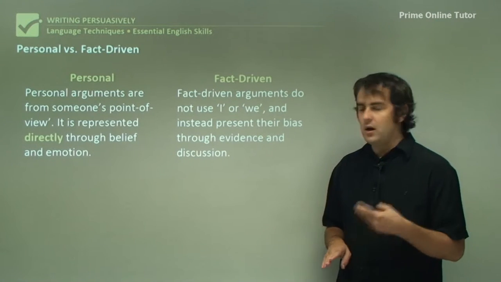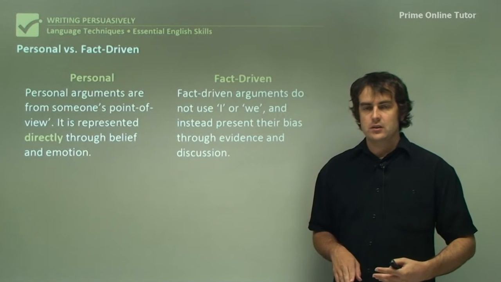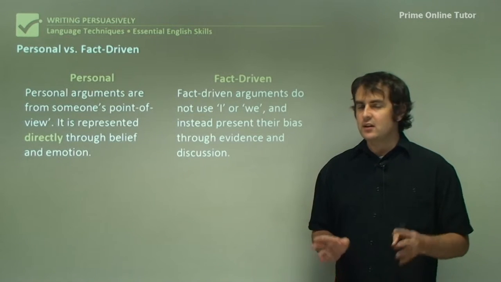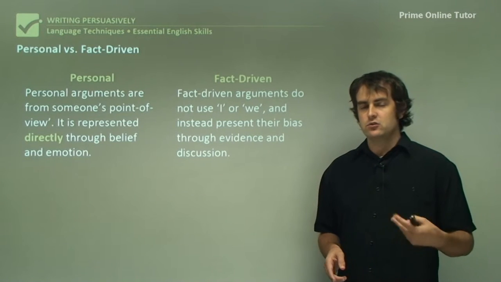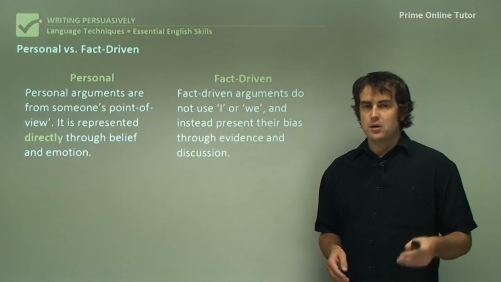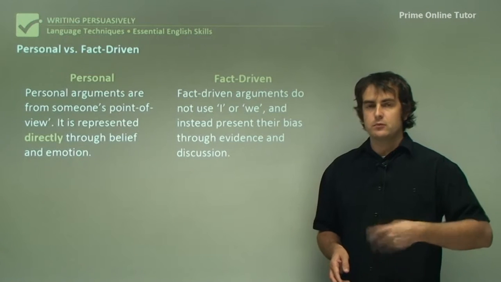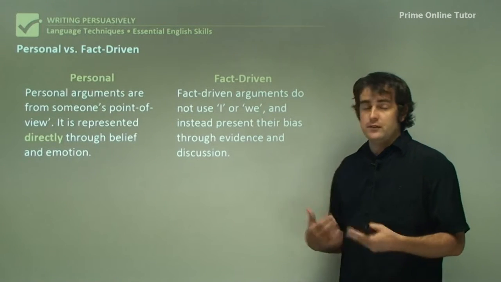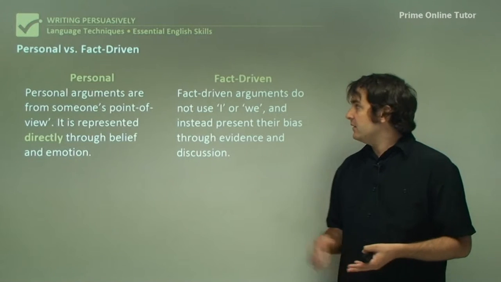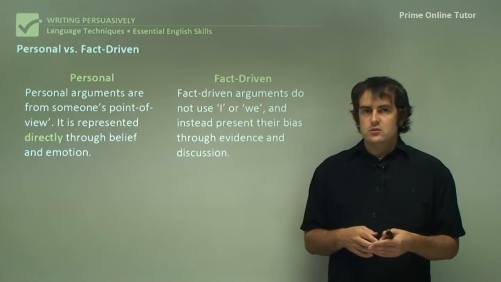Basically, presenting your bias through evidence and discussion means that you're presenting one side of the facts only, and you're using that as a tool of persuasion. As in, by presenting the right sorts of facts, you'll get people to respond in the way you want them to. So if you're thinking of an ad, for instance, then they won't always use a facts approach.